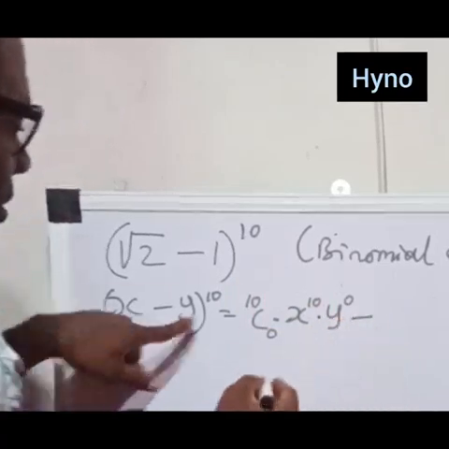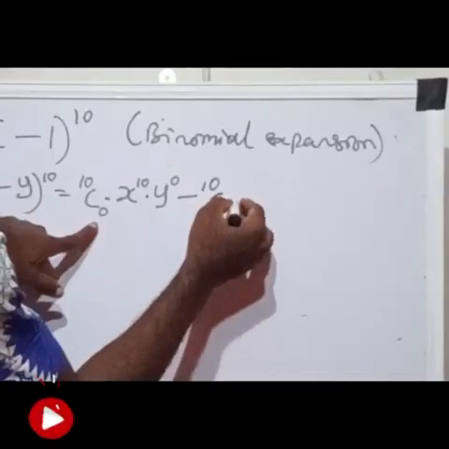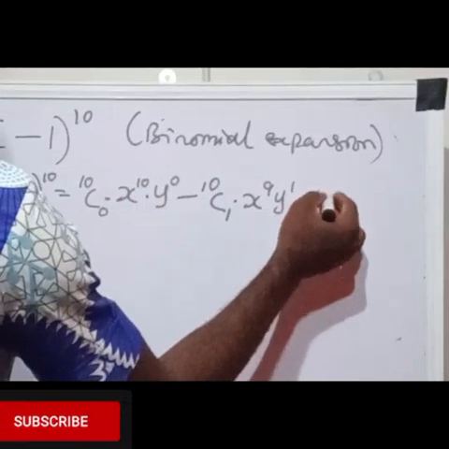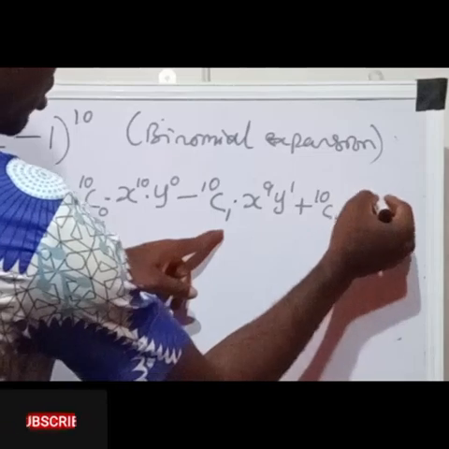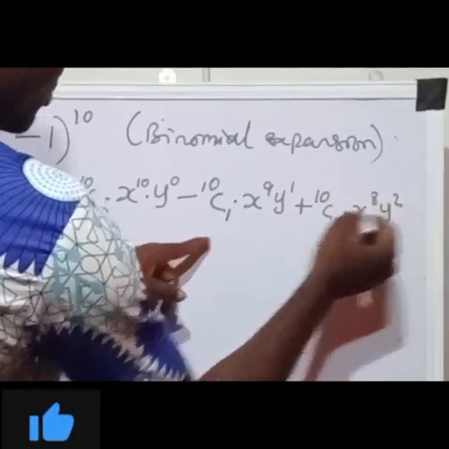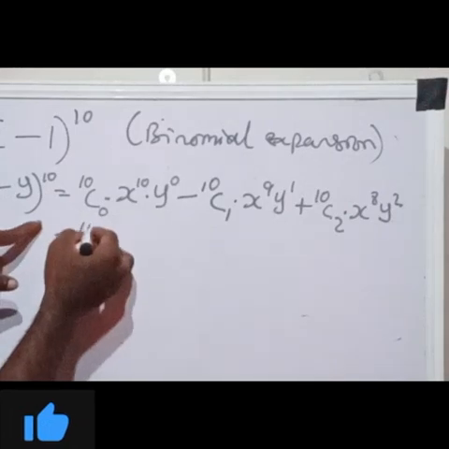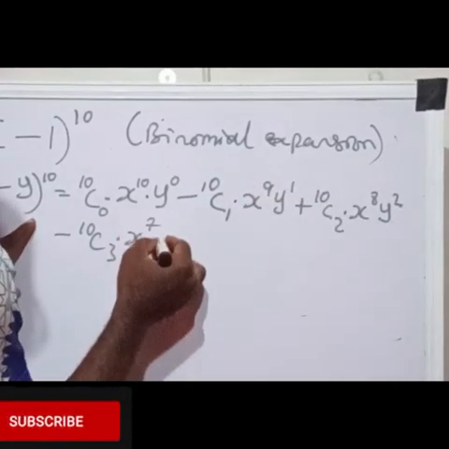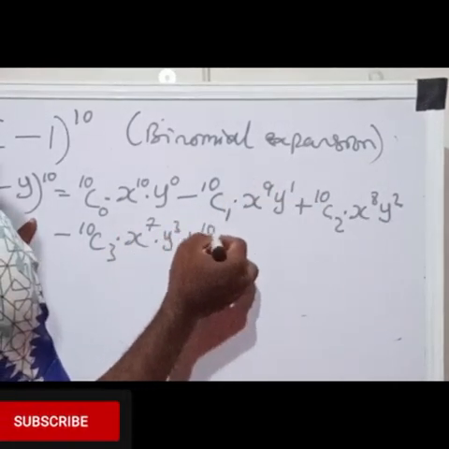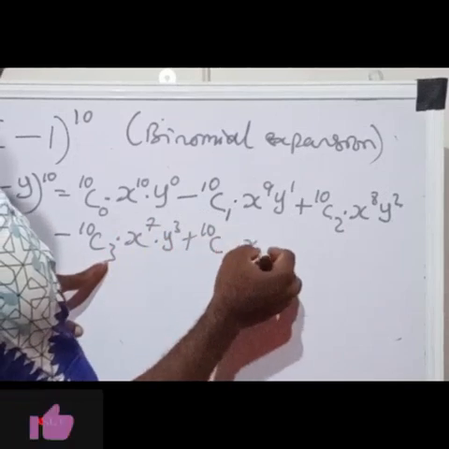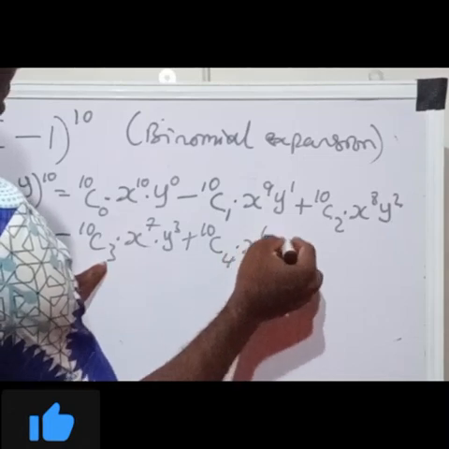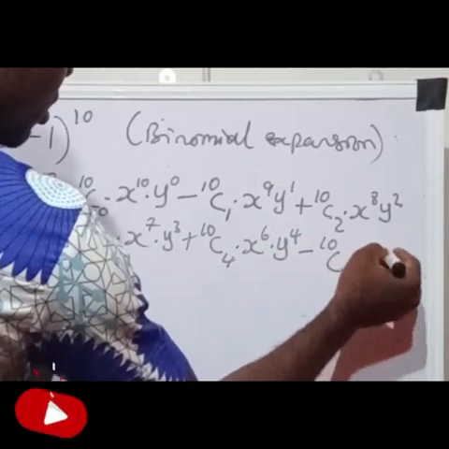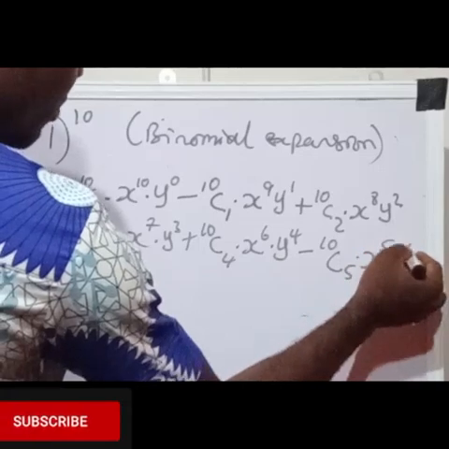So we have minus, the next one will be 10 combination 1 times x. Instead of 10, it becomes 9. Instead of 0, this one increased to 1. Then plus 10 combination, this will increase to 2 times x, this will reduce to 8, and then y will increase to 2. Then minus 10, this will increase to 3 from 2 times x, this will reduce to 7 times y will increase to 3. Plus 10 combination, this will increase to 4 times x raised to power, this will reduce to 6, and y will increase to 4. Minus 10 combination, this will increase to 5, x will reduce to 5 from 6, and y will increase to 5.